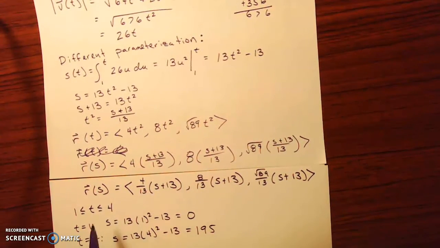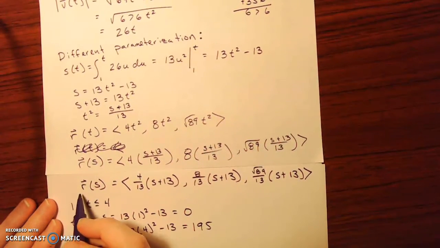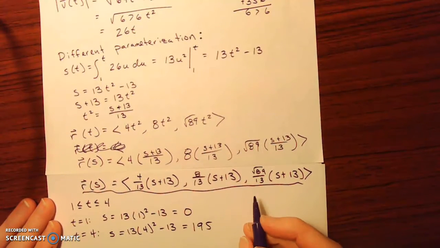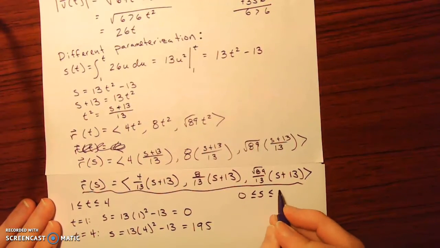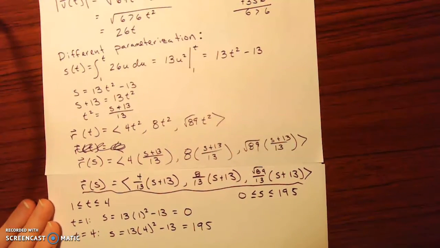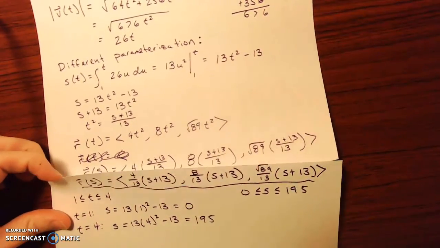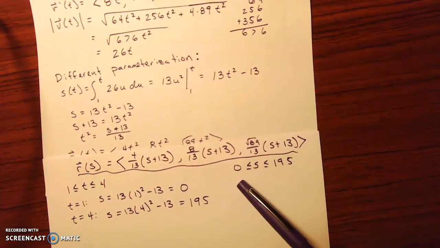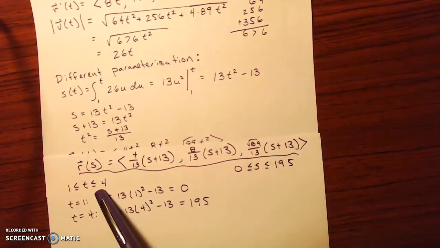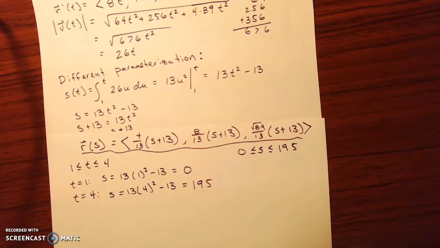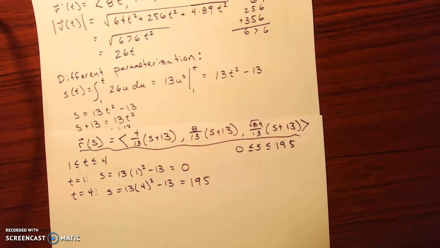Okay, so now we have our parameterization, and t was between 1 and 4. To get the same curve with our new parameter, we want to make sure that s is between 0 and 195. So we can see our arc length, if we go through the whole curve, from t equals 1 to 4, or s from 0 to 195, is going to be a length of 195 units. So that gives us that.